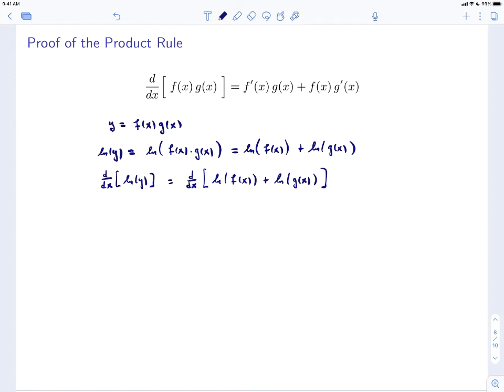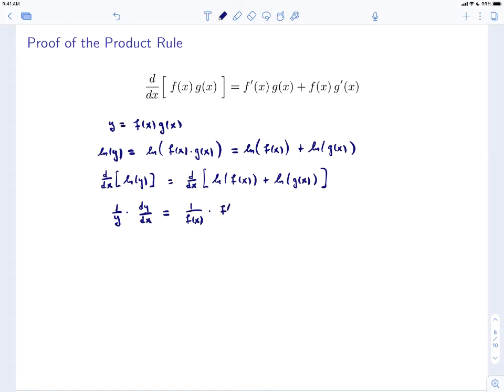On the left, we have the derivative with respect to x of ln of a thing. So that's going to be 1 over that thing times the derivative of whatever that thing is, which is just dy dx. And on the right, we have the same sort of idea. We have the derivative of ln of a thing, so that's going to be 1 over that thing, which is f at x, times the derivative of that thing. But what is the derivative of f at x?